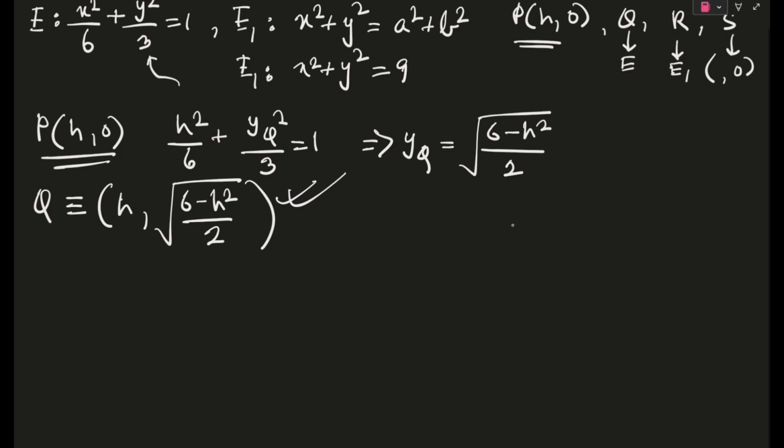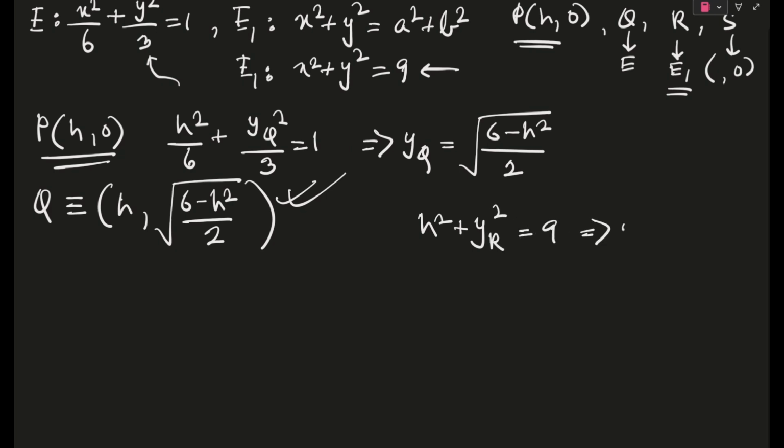After this, I guess we can go on to the others. For the other points, R is the intersection with E1, the director circle. In the same way, if we again put P on the director circle, that means h square plus yr square is equal to 9.